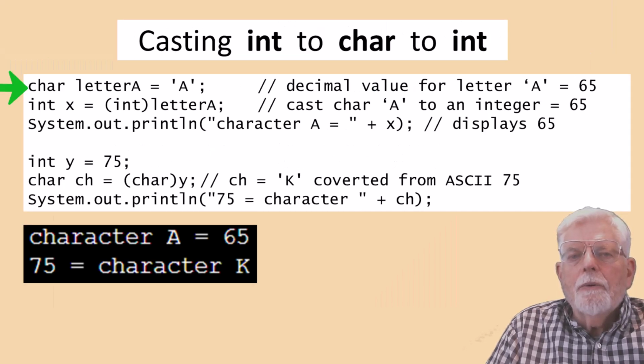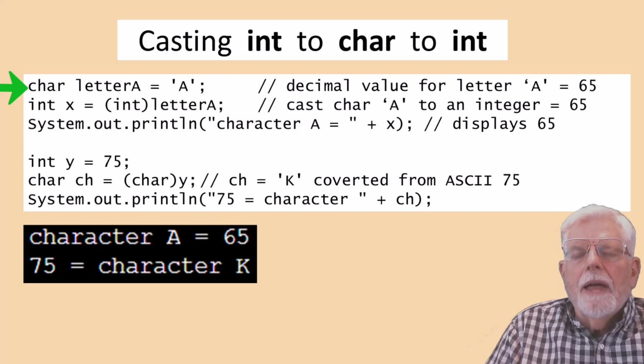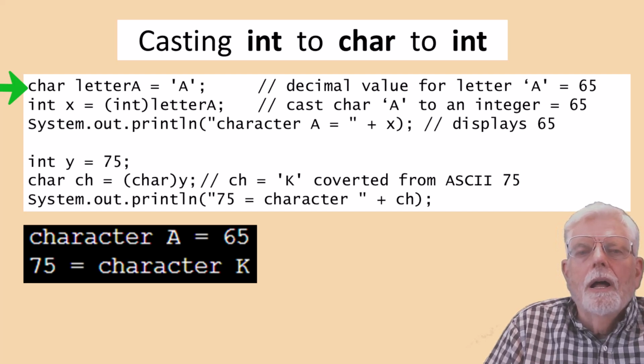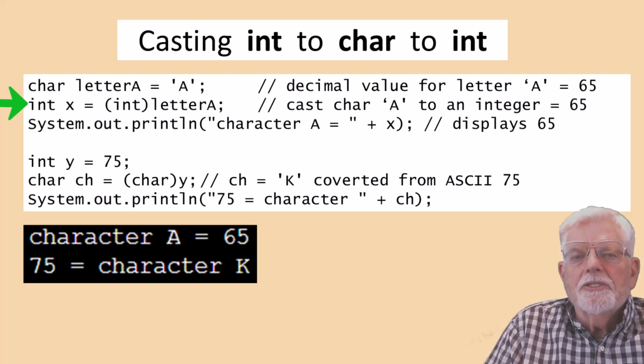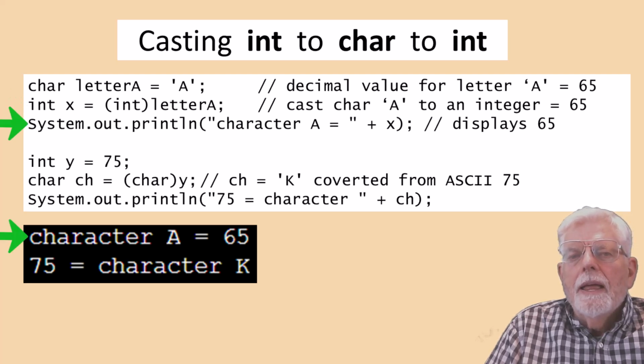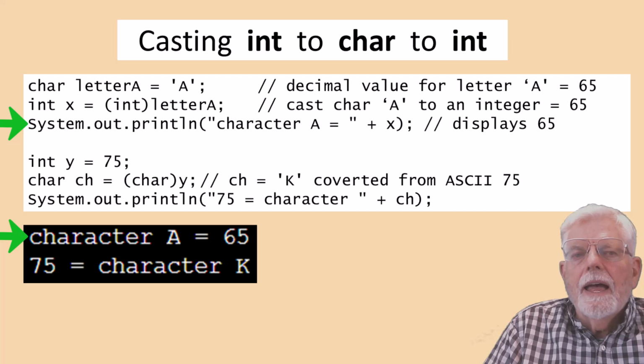char letterA = 'A'; The decimal value for letter A equals 65. int x = (int) letterA; Cast character A to an integer, 65. System.out.println("Character A = " + x); displays 65.